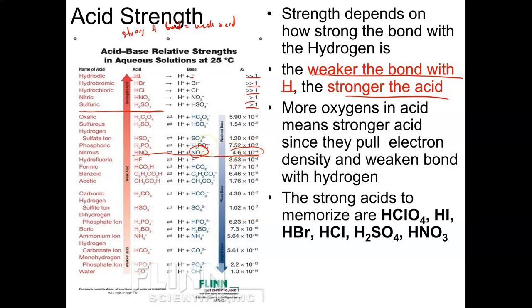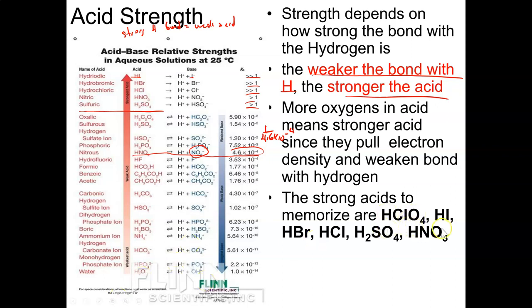But what if I want to figure out the K for the opposite direction? It'd be 1 over 4.6 times 10 to the negative 4, right? The reciprocal of your K gives you the inverse reaction, and that's going to be a very large number. So it makes sense that that other side is going to be strong if this side is weak.